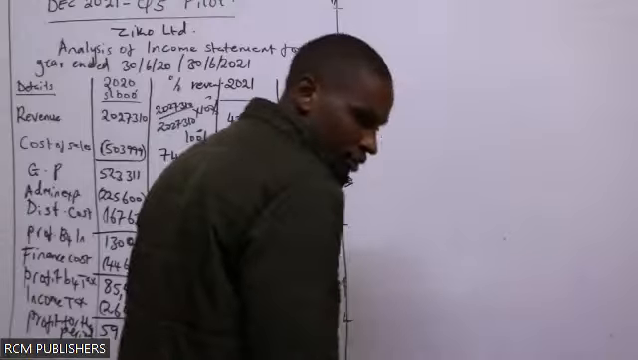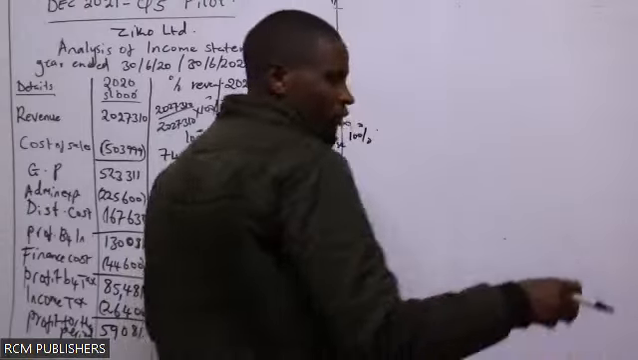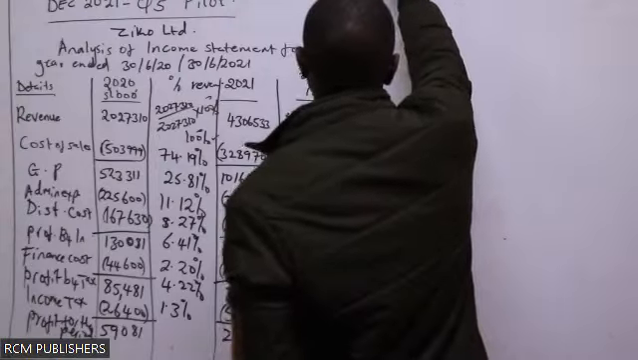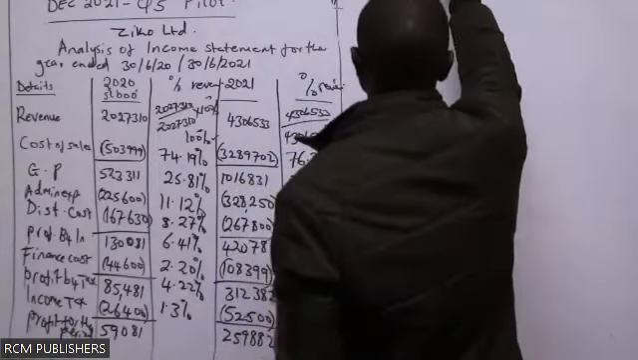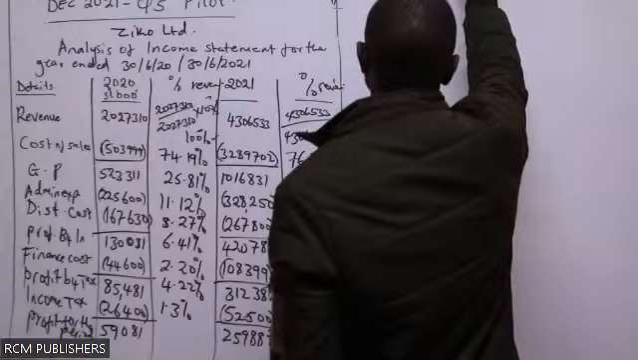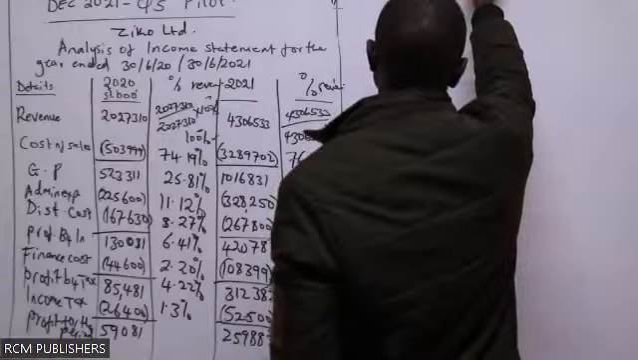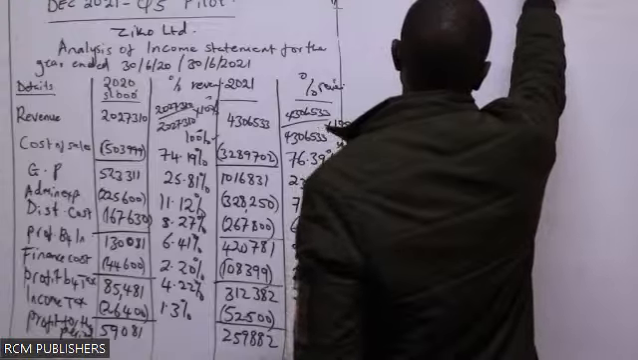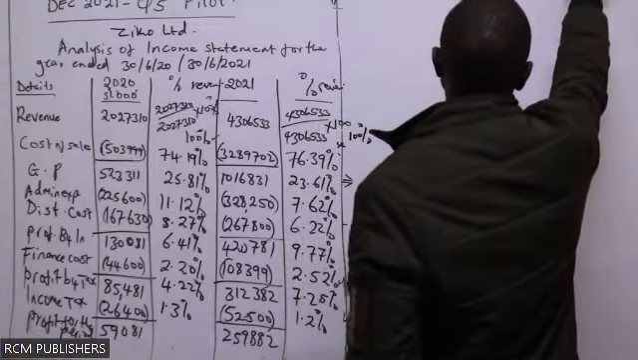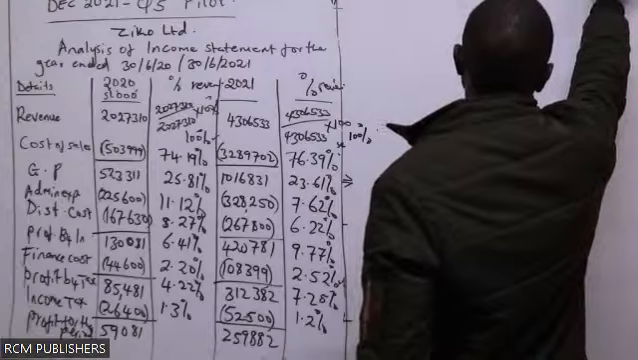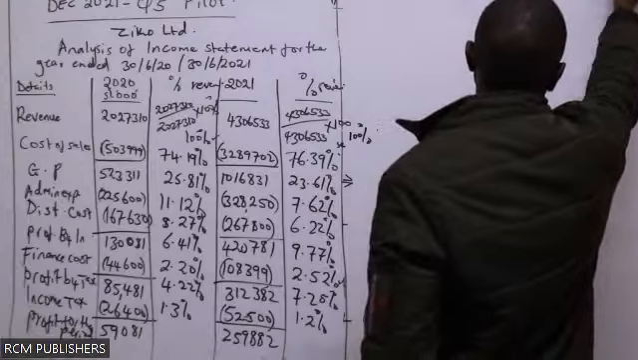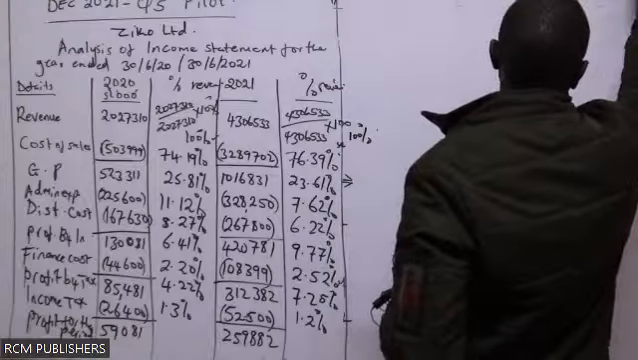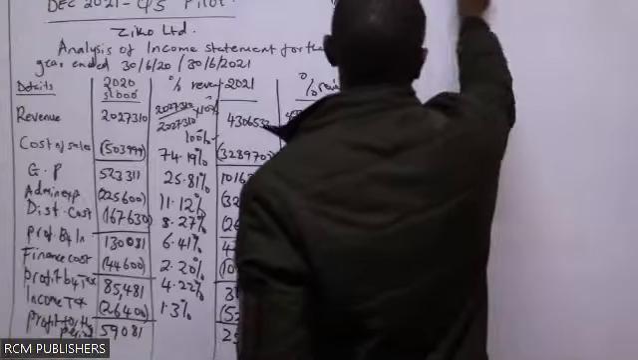Go to dividend. Details. Then you have 2020 shillings in thousand. Then percentage of revenue. And then you have 2021 shillings in thousand. And then some percentage of sales or revenue. Haina shida.